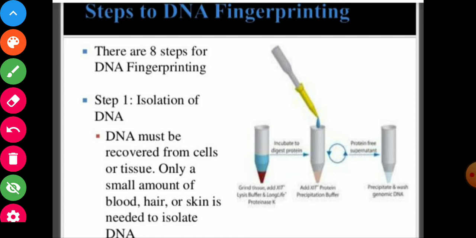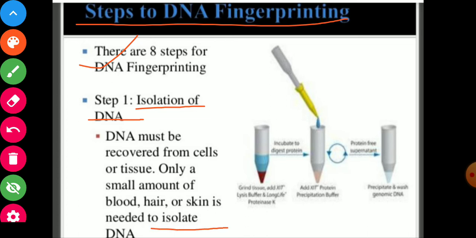Steps to DNA fingerprinting, you see here what the steps are. Now this process is completed in about 8 steps. The first step is isolation of the DNA. DNA must be recovered from the cell or tissue. Only a small amount of blood, hair or skin is needed to isolate the DNA. So the sample is collected from which the DNA is isolated.